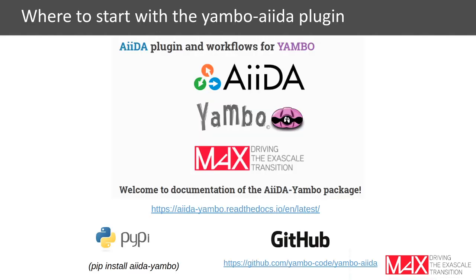Then, if you're interested in computing many-body properties of a material with the Yambo plugin, you can install the plugin from pip or by cloning it from the GitHub repository. And then you can have a look at the plugin documentation on Read the Docs, in which there are some tutorials to run the plugin and the workchains that are provided.